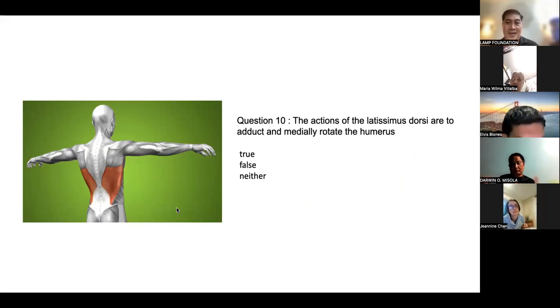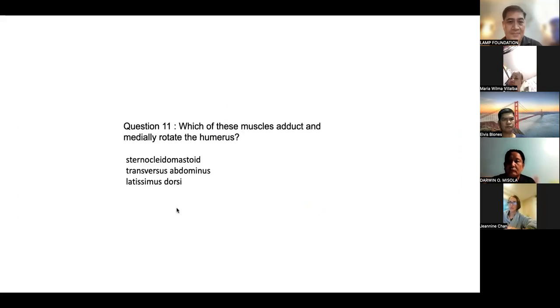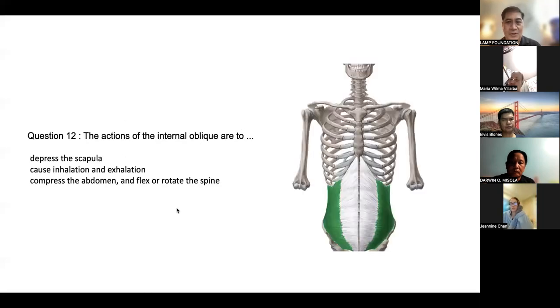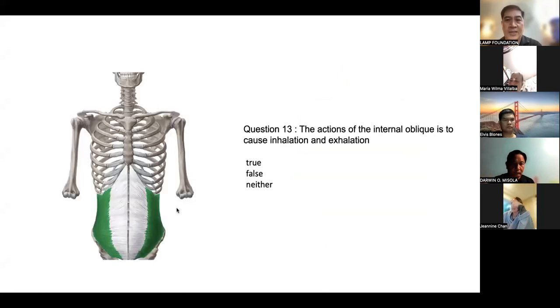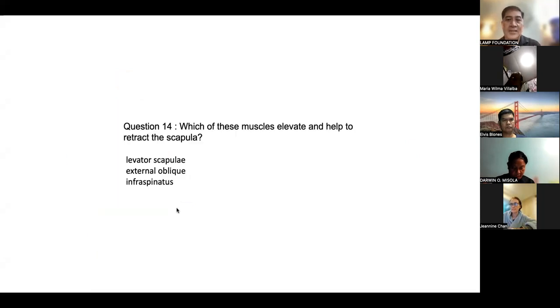O, diba? Okay, the actions of the latissimus dorsi are to adduct and medially rotate the humerus. True. Good. Which of these muscles adduct and medially rotate the humerus? Latissimus dorsi. Good. Actions of the internal oblique are to compress the abdomen and flex or rotate the spine. Okay. Actions of the internal oblique is to cause inhalation and exhalation. False. Ang inyong action nito? Diaphragm.